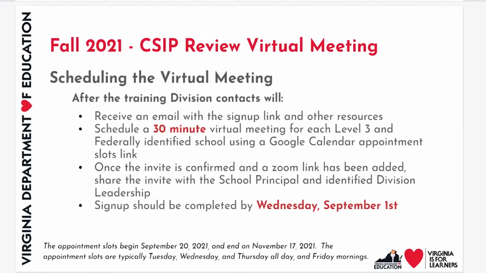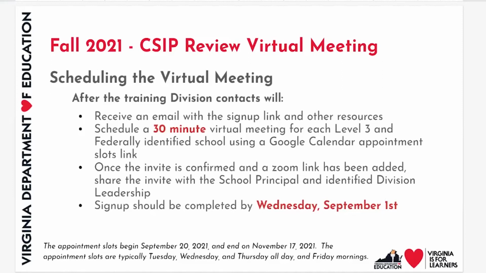Okay. So first and foremost, we need to schedule those 30-minute meetings. So we have another training tomorrow. So after tomorrow's training, division contacts will receive an email from us. And in that email, there will be a sign-up link to schedule your appointments. Okay. So each division contact will schedule a 30-minute virtual meeting for each of their level 3 and federally identified schools. Okay. So say you have 3 schools, you might pick school A goes at 2 o'clock on a certain day, school B goes at 2:30, and school C goes at 3 o'clock. So you can schedule them right in a row if you have multiple schools from your division.